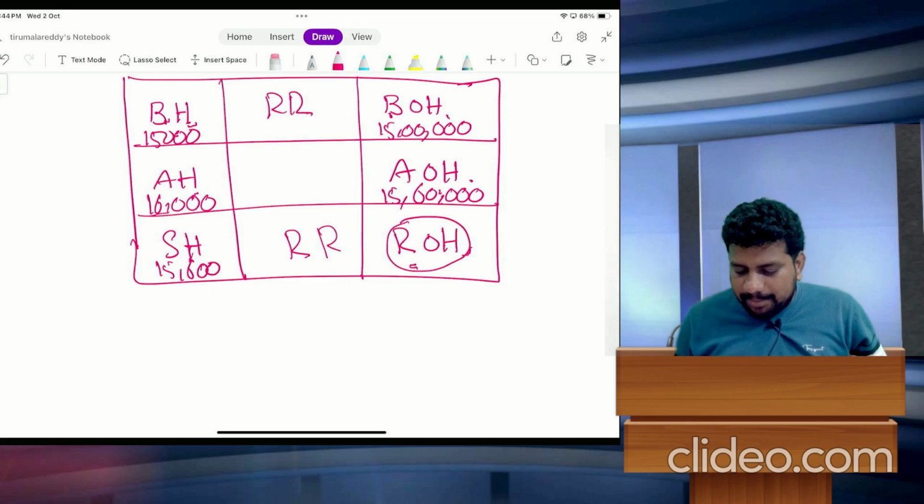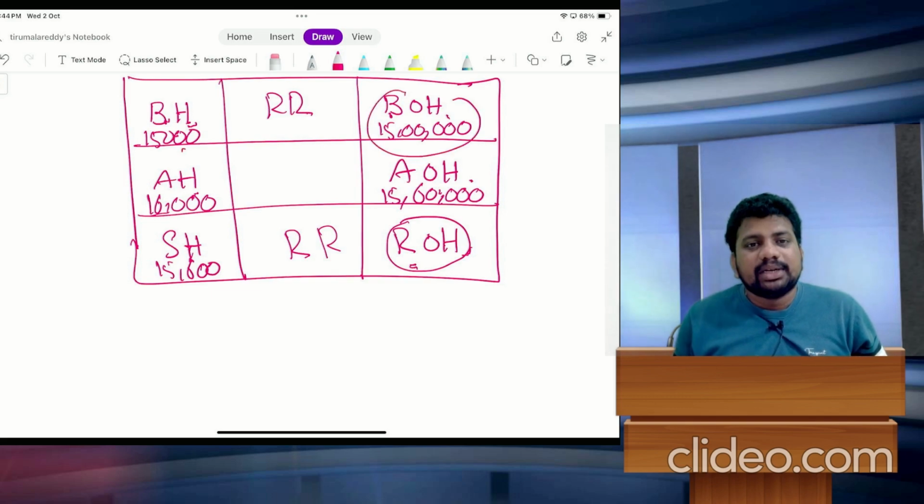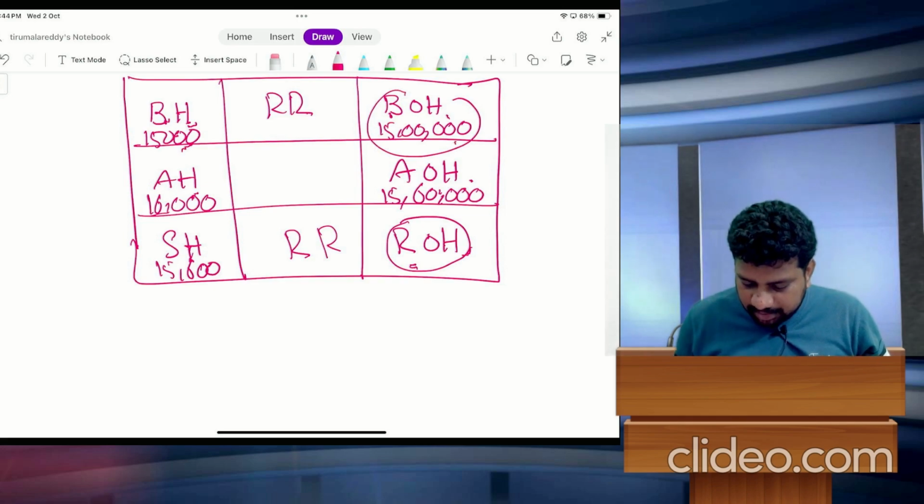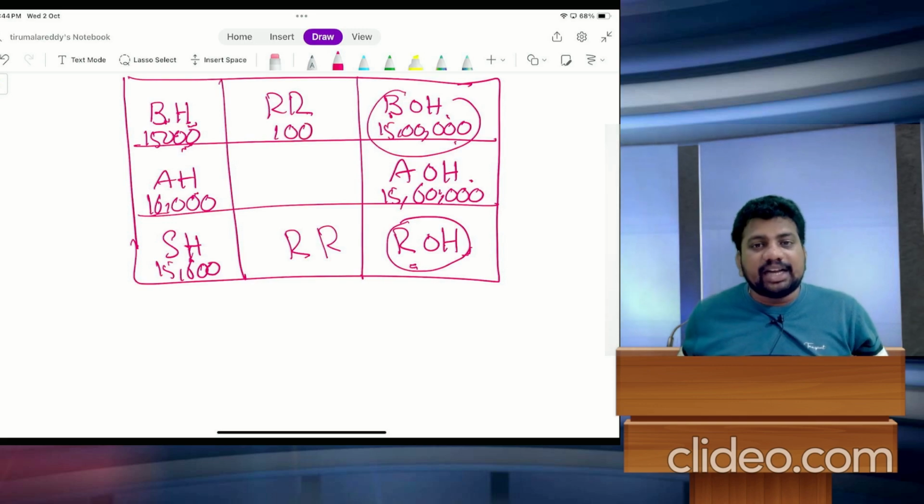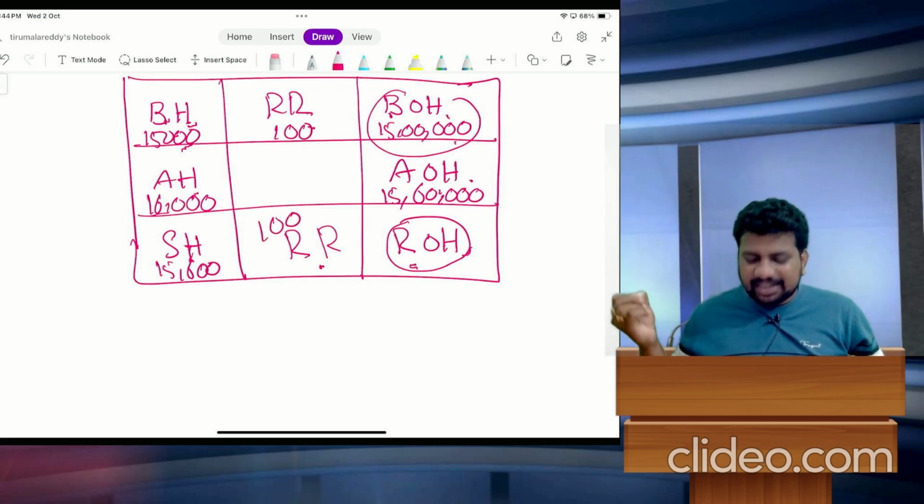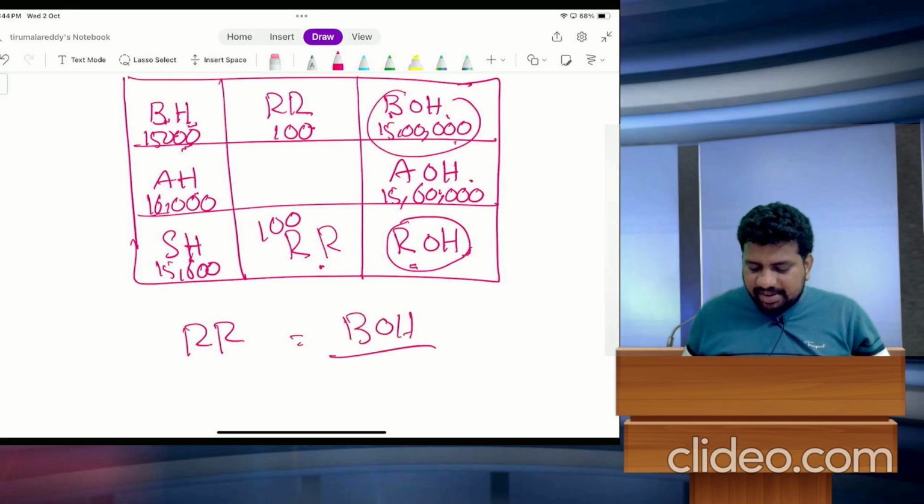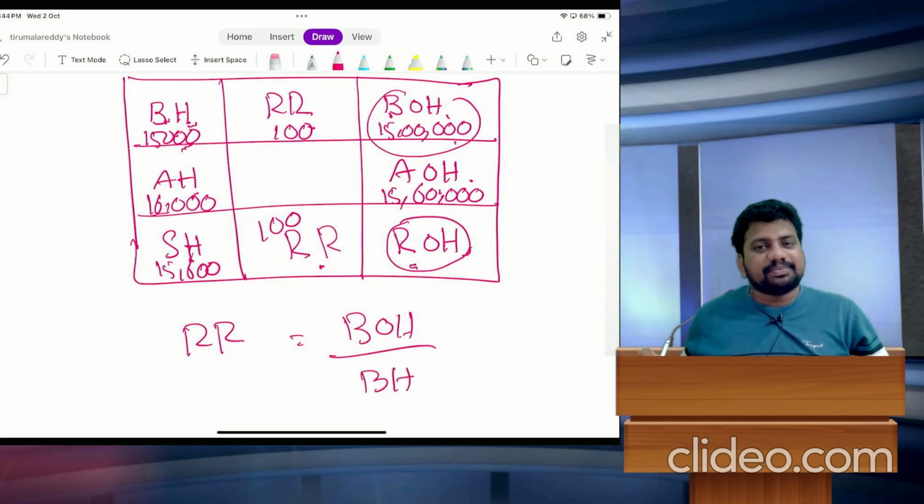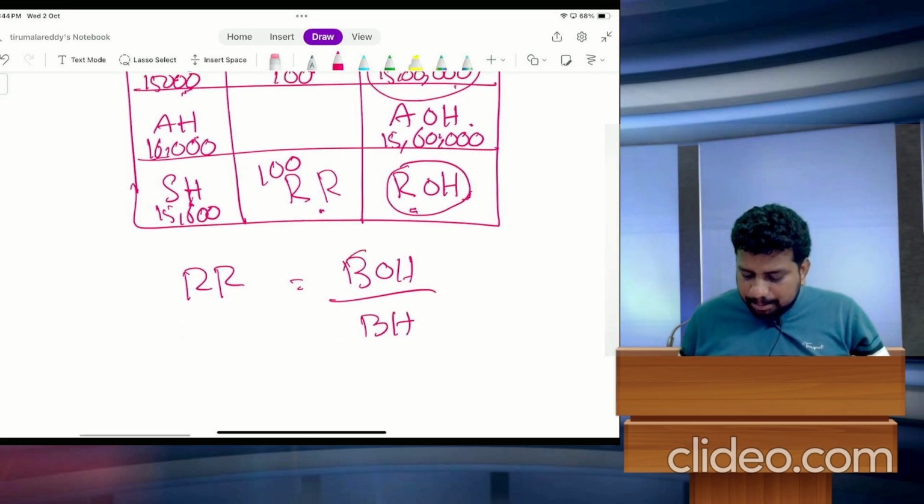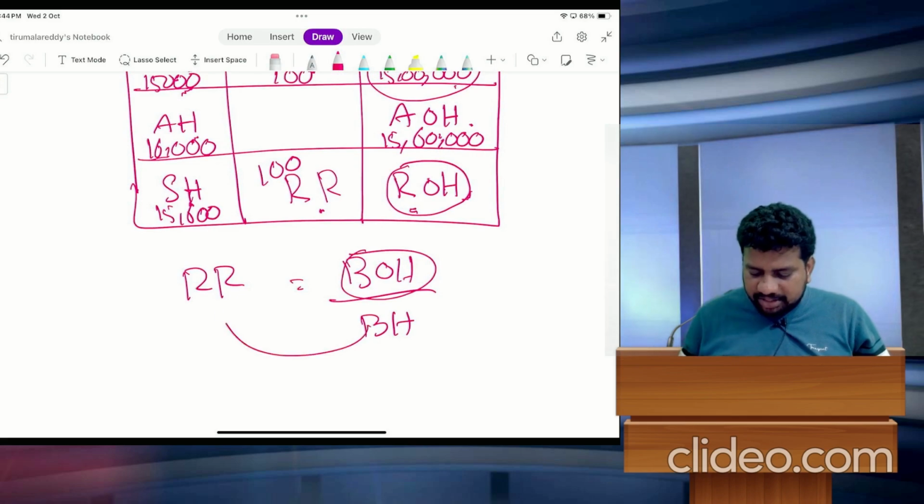It should be budgeted overheads divided by budgeted hours. So 15 lakhs upon 15,000 would be 100 rupees. This is RR, the recovery rate. RR, recovery rate, both should be the same, no? So you also take 100. Now understand? Here you got the recovery rate as budgeted overheads divided by budgeted hours. Now if you want budgeted overheads, I have to multiply these two, no?